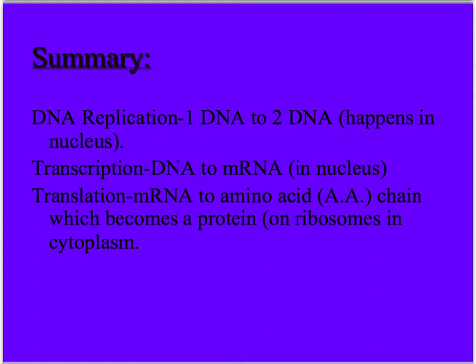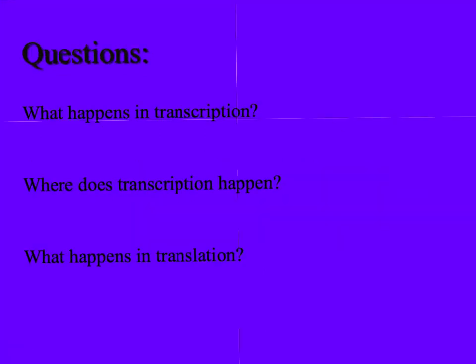And the new process we learned, translation, is when mRNA turns into amino acid chains, which become proteins. And this happens in ribosomes. Try these 3 questions. What happens in transcription? Where does it happen? And what happens in translation? Make sure for the first 2, you're answering what happens in transcription, and the last one's about translation.